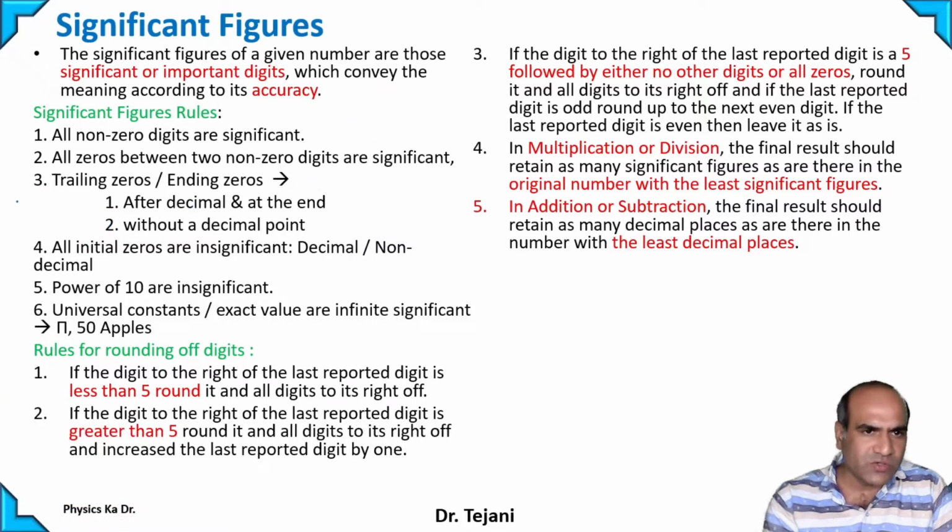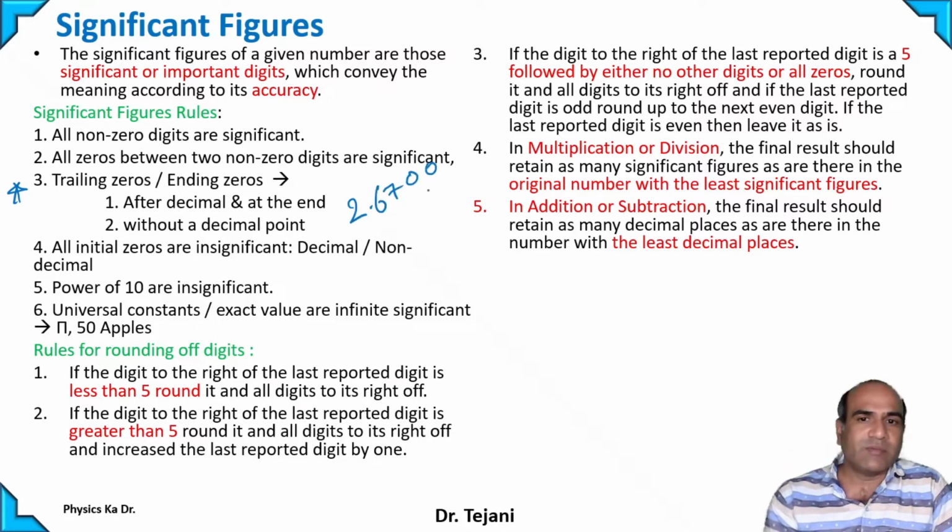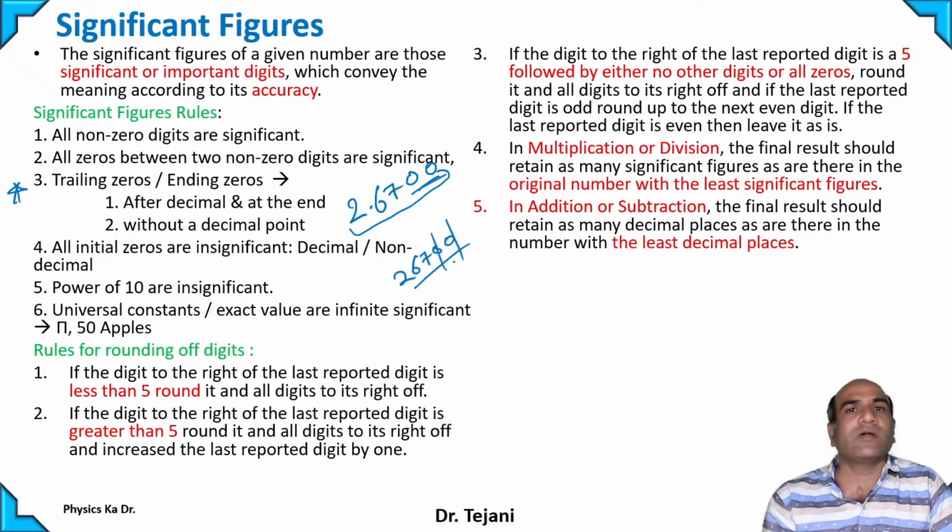So this rule number 3 is somewhat tricky. It shows that if there is a decimal, 2.6700, that means these 00 are also significant. But if I write 26700, then the last two zeros are not significant if there is no decimal point, right? So that we need to remember.